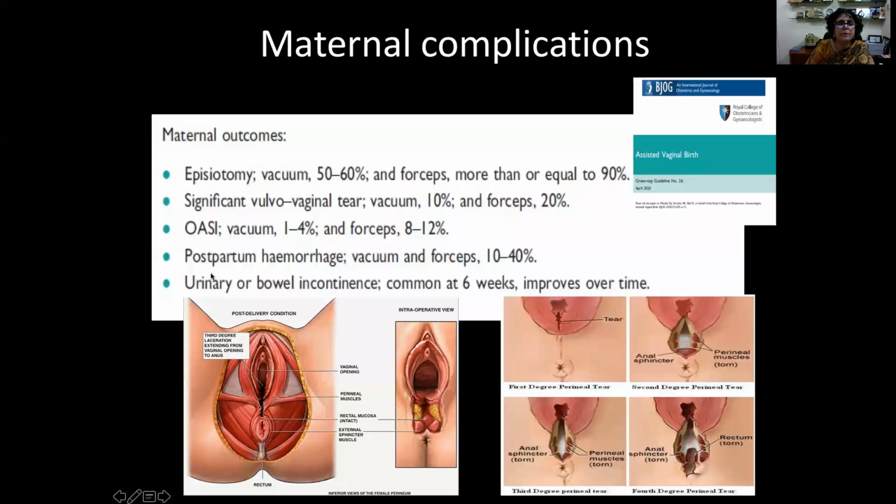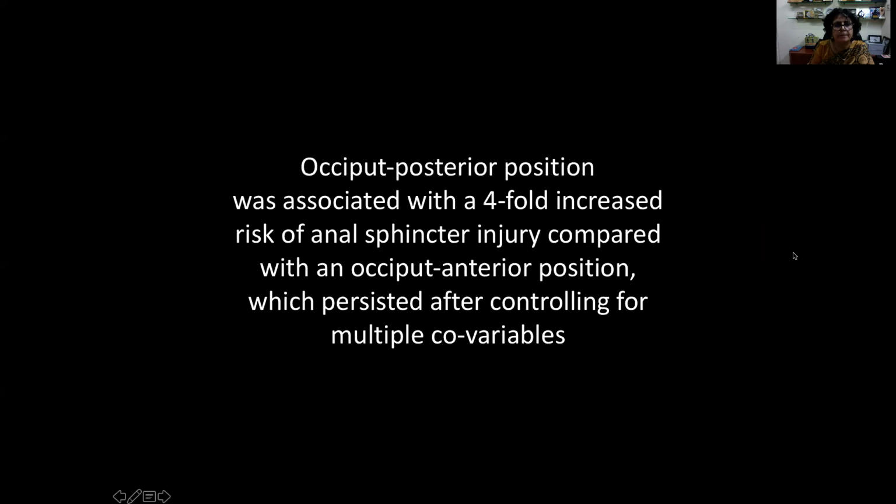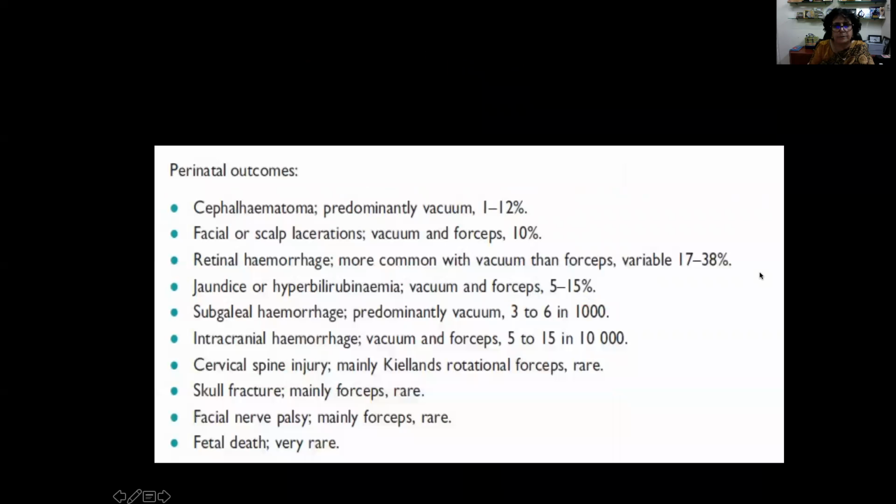The maternal complications can be many: episiotomy problems, significantly, then postpartum hemorrhage. Sometimes there is bowel and urinary incontinence, common at 6 weeks, which improves over time. The occipito-posterior position was associated with a 4-fold increase in the risk of anal sphincter injury compared with the occiput anterior position, which persisted after controlling for multiple covariables.